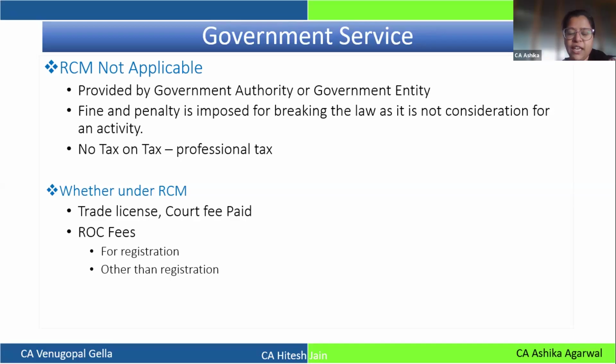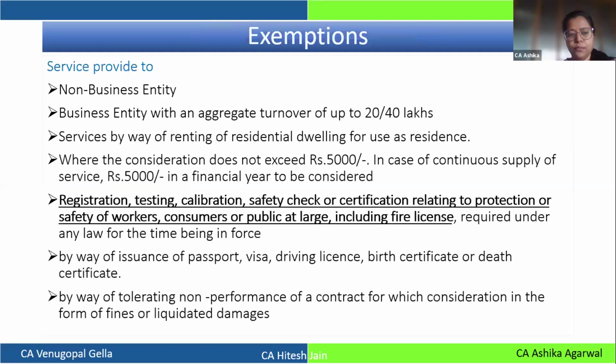Now, coming to the trade license, there has been an issue, like I told you. Hitesh, can you go to the next slide? Over here, these are the various exemptions provided for services received from the government. If you see, one is marked in bold: registration, testing, calibration, safety check. So obviously you have to see whether you fall under this exemption or not. If you fall under the exemption, as we said at the start of our session, even if it is covered under RCM, you are not liable to pay.